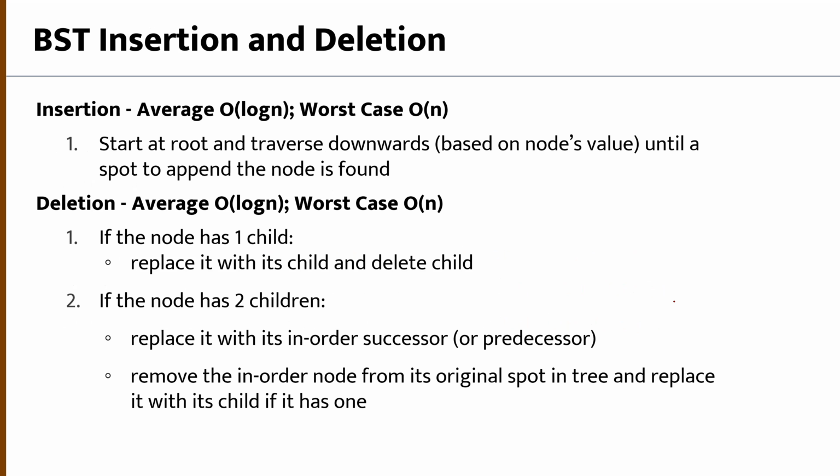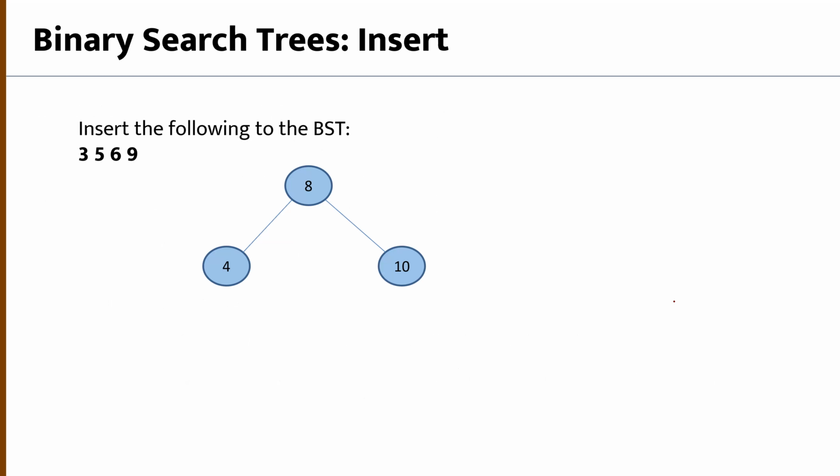So when we insert an element in a BST, we start at the root and traverse downwards based on the node's value, comparing less than or greater than, until we find an empty spot to append the node. And likewise, when we are deleting a node, if the node has one child, we just simply replace that node with its child. But if the node has 2 children, we'll replace it with its in order successor or the predecessor. And we'll remove the in order node from its original spot in the tree and just replace it with its child if it has one. And we'll be taking a look at this. So let's actually start with the insertion.